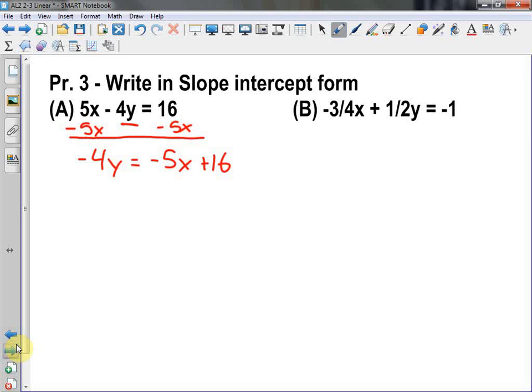Does it matter if you put 16, take away 5x? Not really. It doesn't really matter if you have the 16 first or if you put the 5x first, but we're used to having y equals mx plus b, right? So it just kind of looks better to us if we have the x first, but mathematically it doesn't matter. Okay? All right. What do you want to do, Yuzel? Divide by -4, and you need to divide each place. All right. Leaving us y equals, that's going to be a positive 5/4 x minus 4.